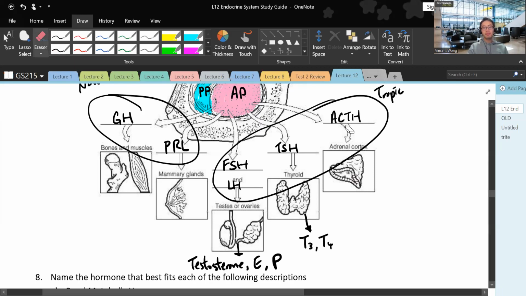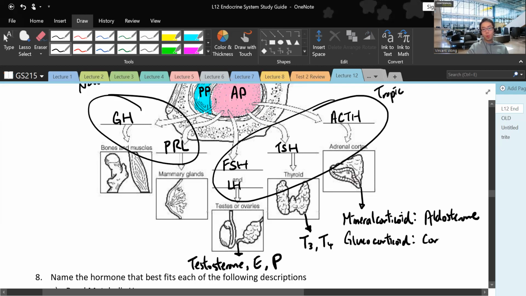I keep on saying. And then the ACTH will act on the adrenal cortex, just the outside, which is responsible for long-term stress. And you know, just to reiterate, there is the mineralocorticoid, such as aldosterone. And then there is the glucocorticoid, such as cortisol. One for conserving minerals, the other for conserving resources such as glucose.